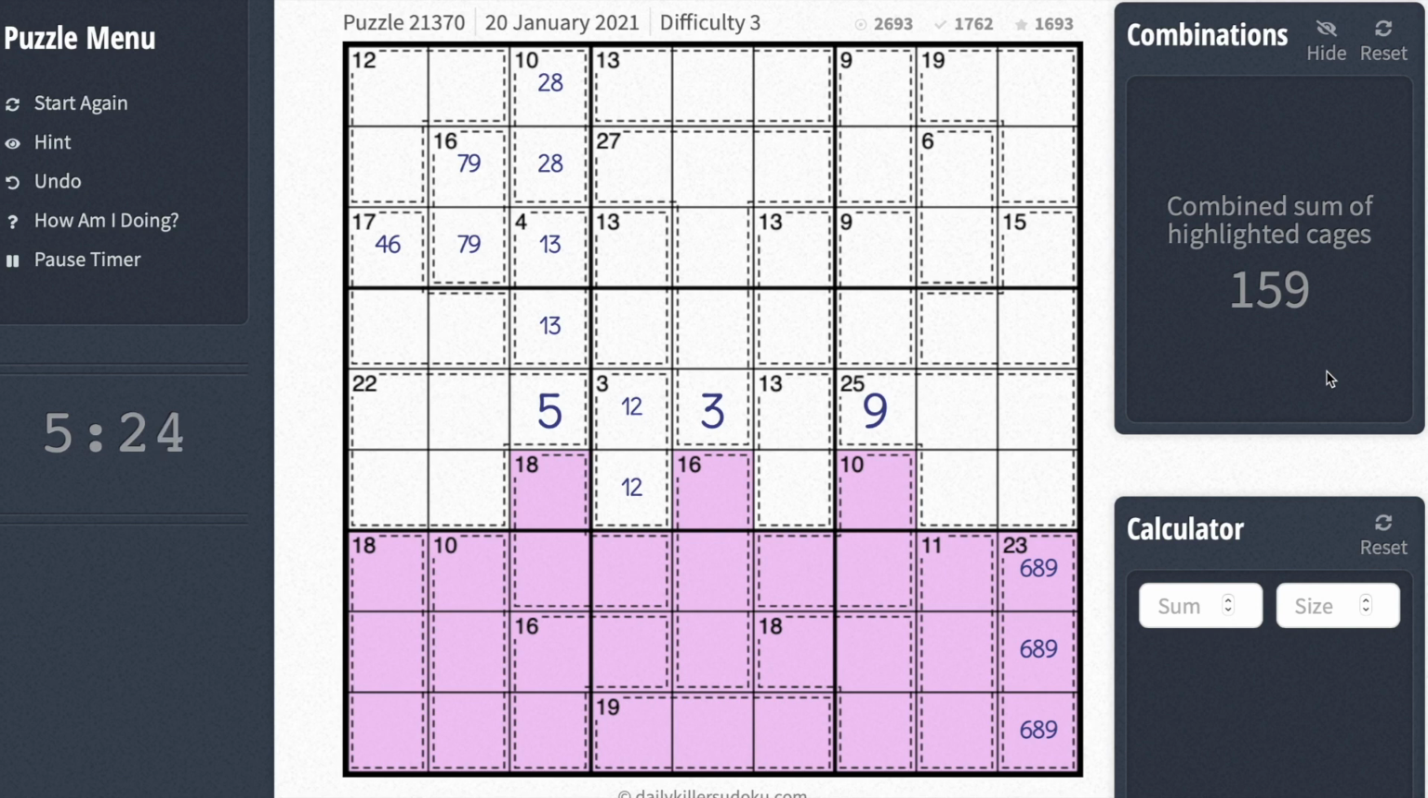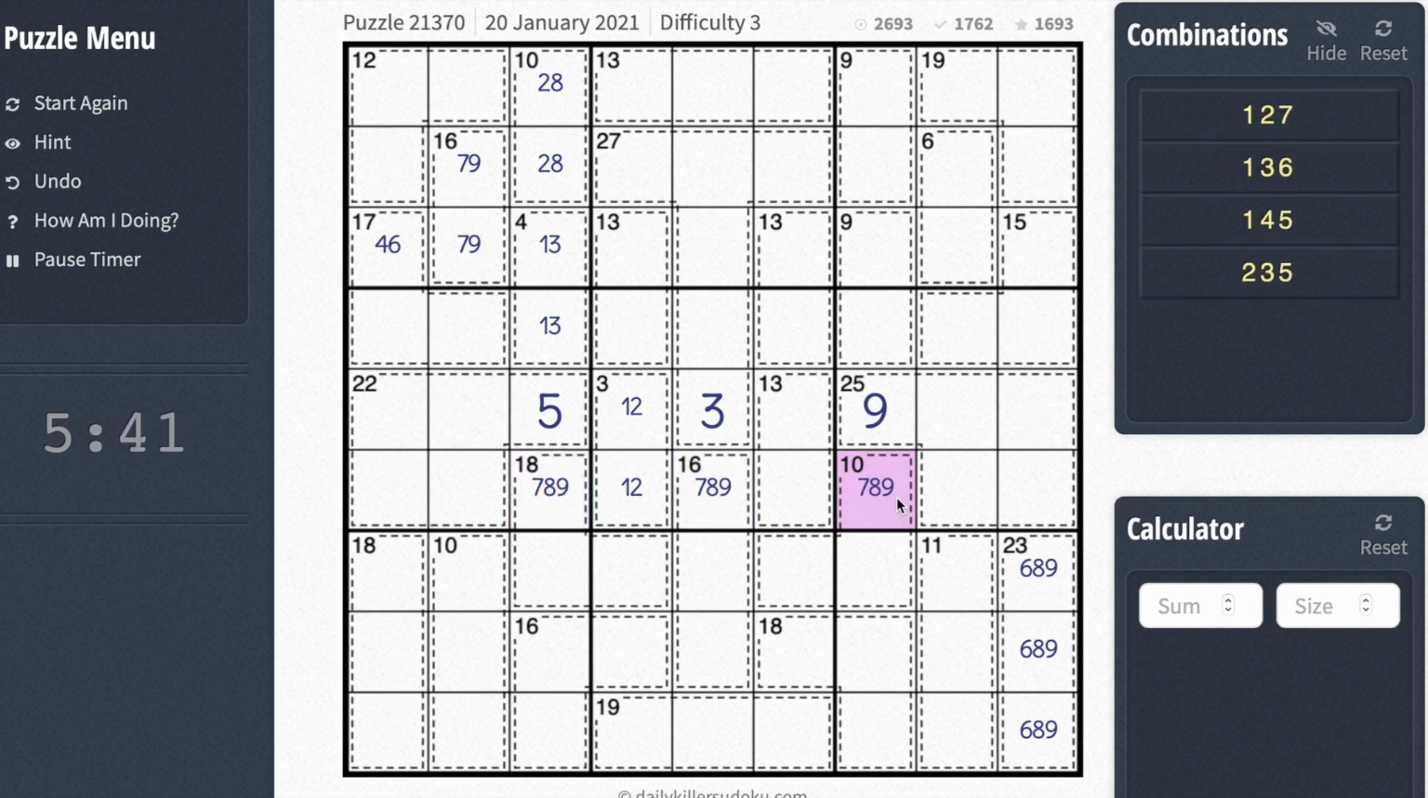That's 24. So the difference between this and 135, which would be the 3 complete rows, is 24. So these 3 cells have to add up to 24, which is actually really nice, because there's only one way of making 24, which is 7, 8, 9. And actually, we can already start to fill numbers in, because look, for this 10 cage, you can't have an 8 or a 9. It's just impossible to make 10 with 3 numbers, including an 8 or a 9. So we can take 8 and 9 out of there.